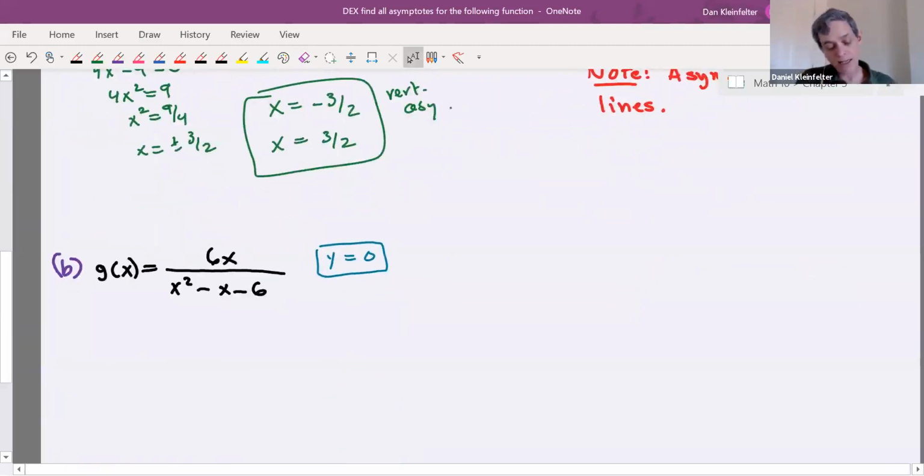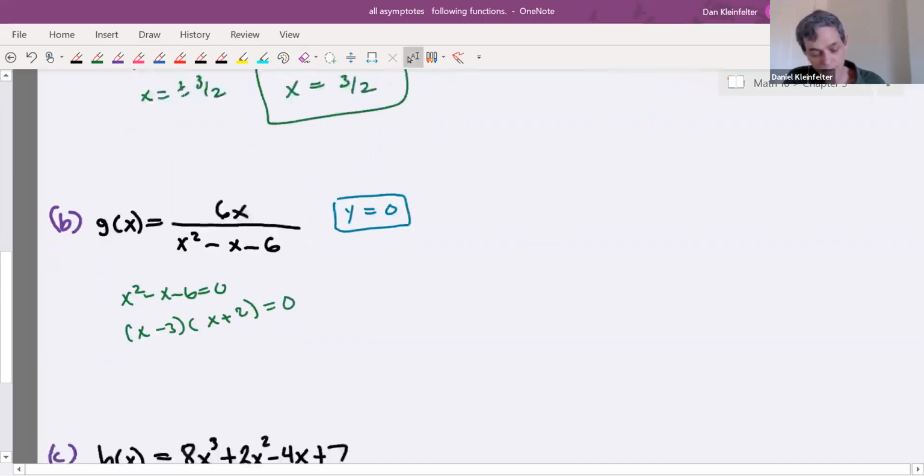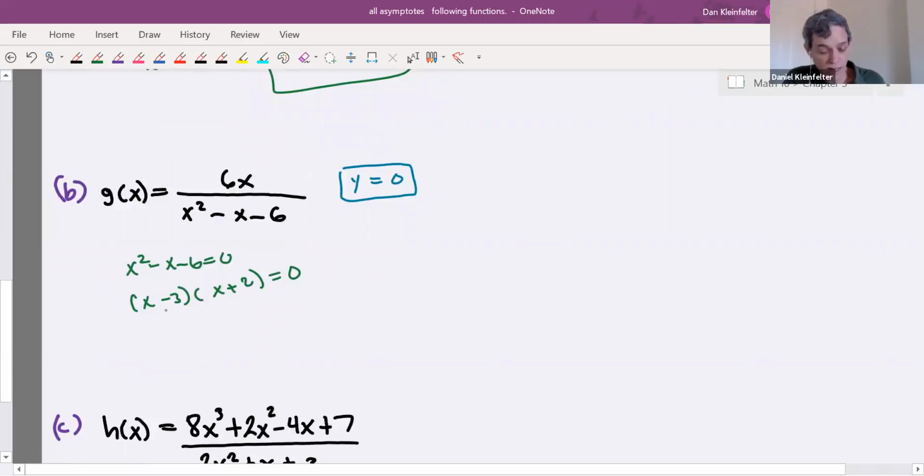Here, x squared minus x minus 6. Let's go ahead and set that equal to 0. And this one, luckily, we can factor. I feel like we did this one already today. Maybe we did, maybe we didn't. All right, so that will be x squared minus x minus 6. So x equals 3 and x equals -2.